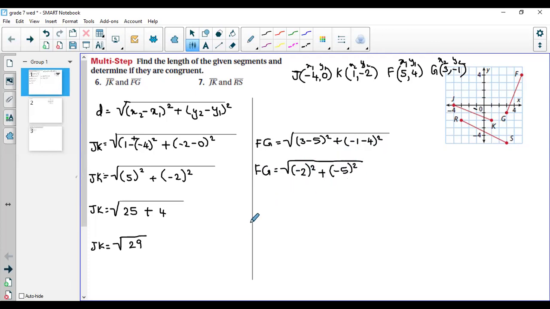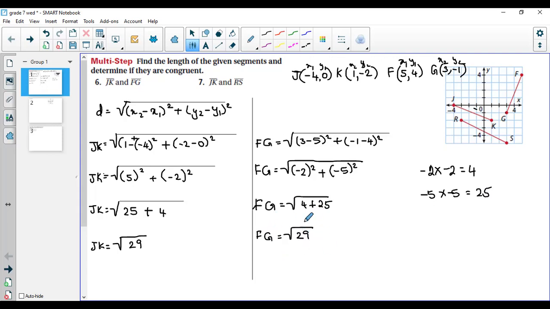Now we need to solve this. Minus 2 whole square is going to give you a 4, because minus 2 multiplied by minus 2 is going to give you a positive 4. Similarly, minus 5 multiplied by minus 5 is going to give you a positive 25. So minus 5 whole square is going to be 25. So the distance between F and G is again going to be the square root of 29.